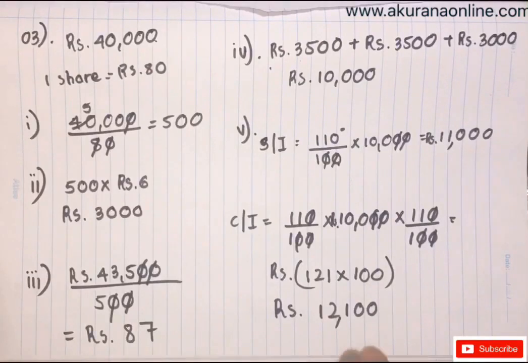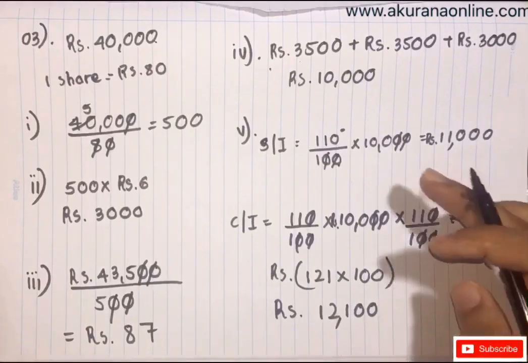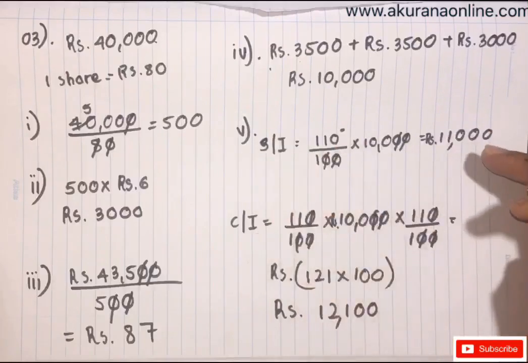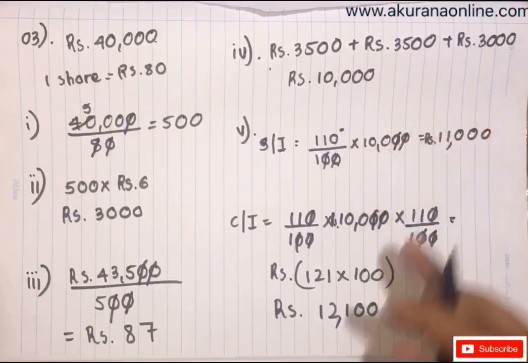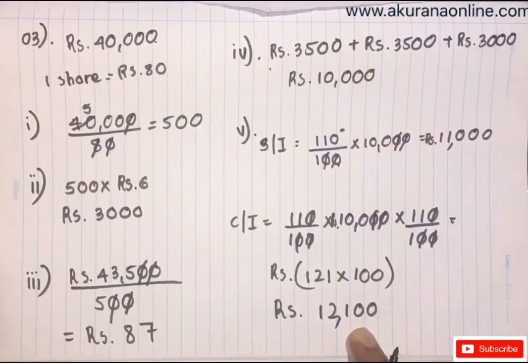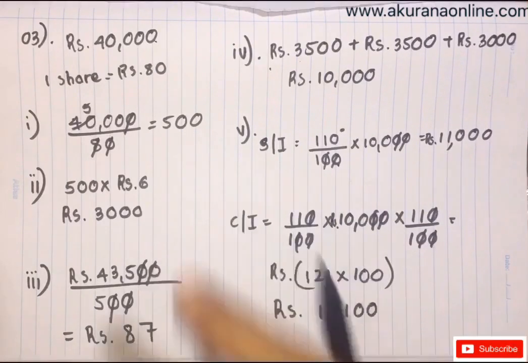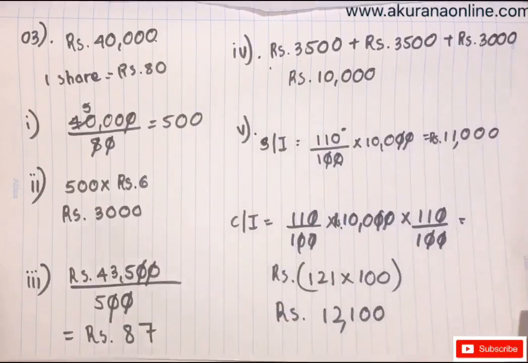So you get 12,100. Now did you find the difference here? If it was simple interest, then the interest for 1 year was 1,000. If you multiply it by 2, you will be getting 2,000. But here, since it is compound interest, for the second year you are getting an interest of 1,100, altogether 2,100. That is because during the second year they have calculated the interest even on the interest from the first year. Okay, got it?